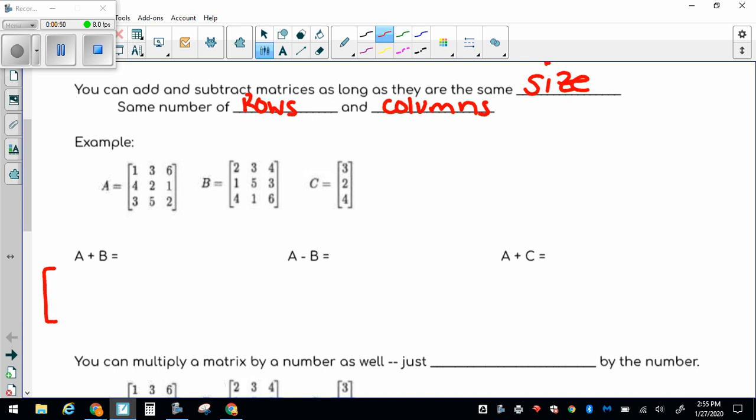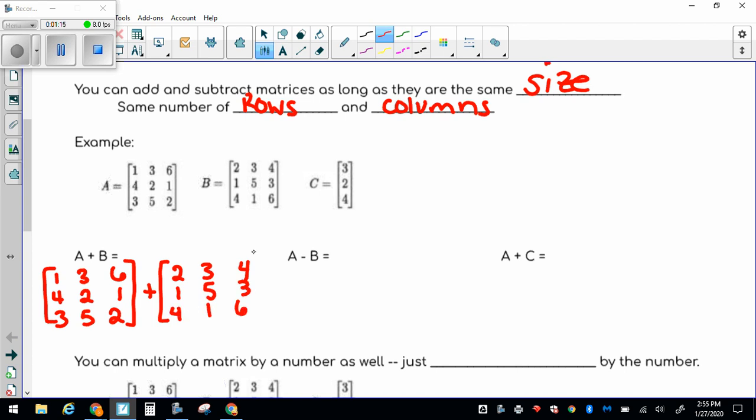So let me go ahead and write that. A is this guy up here: 1, 3, 6, 4, 2, 1, 3, 5, 2. This is going to be a great time for you to make sure that your handwriting is legible. It's very hard to do these because you're juggling so many numbers. Plus B. B is this guy: 2, 3, 4, 1, 5, 3, 4, 1, 6. So adding and subtracting work exactly the way you think that they would.